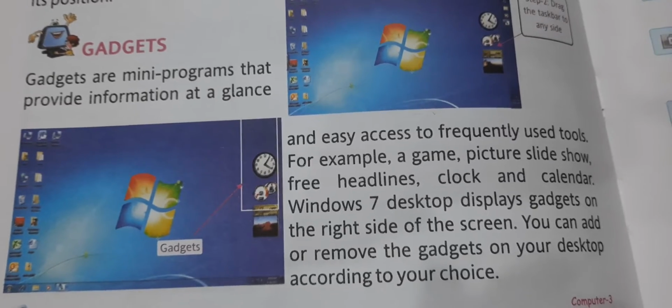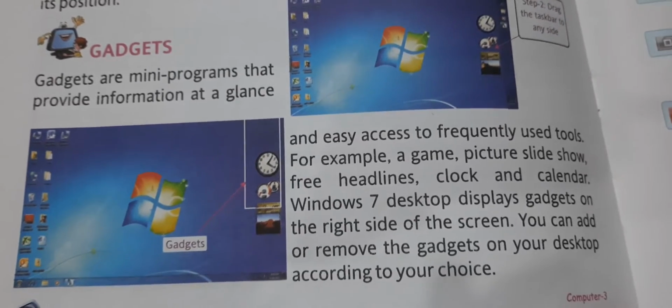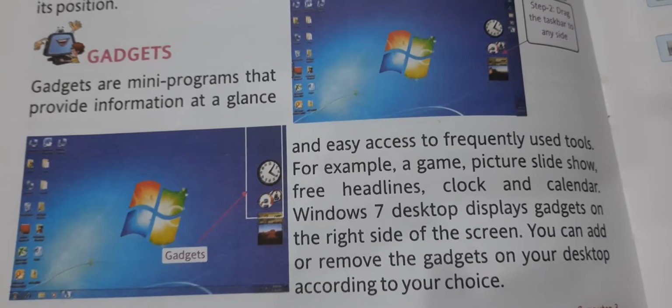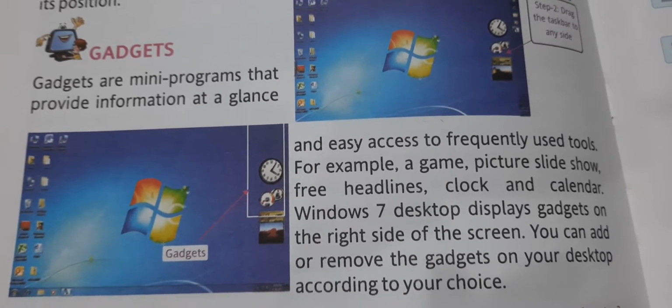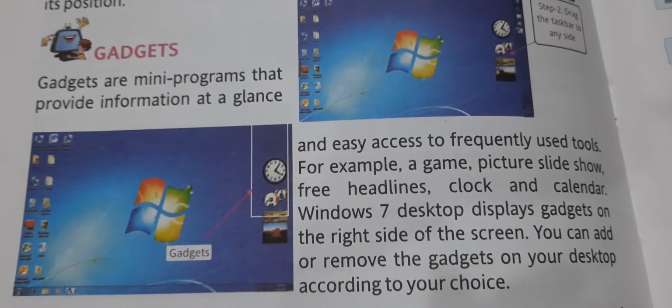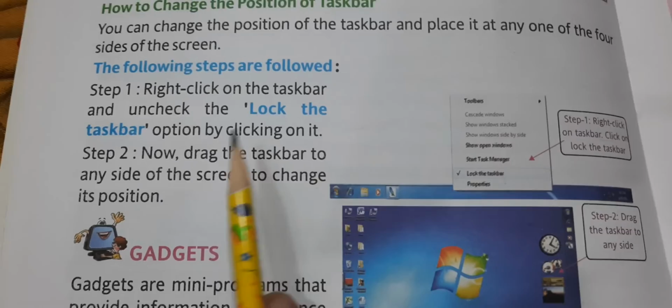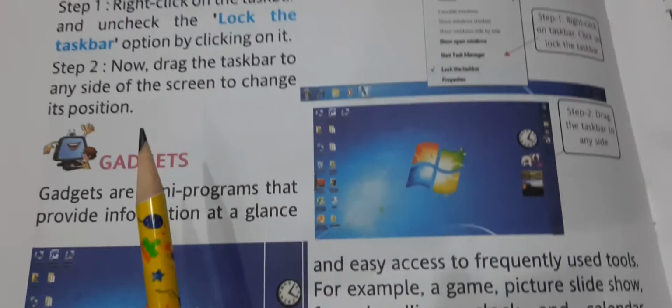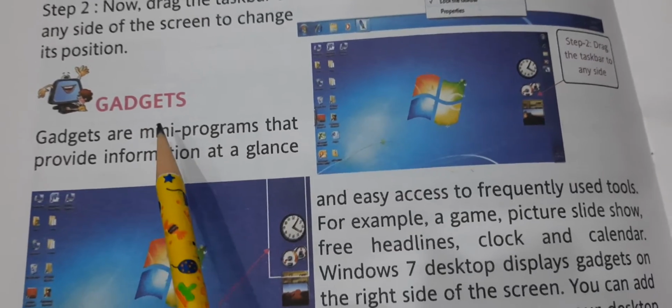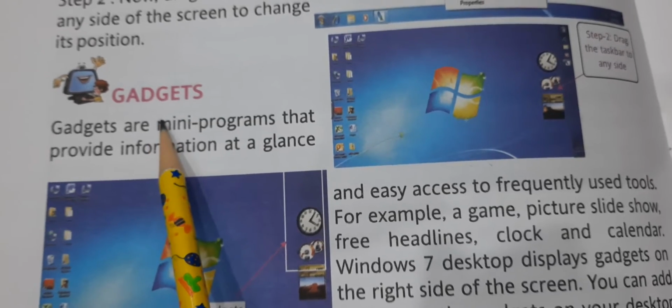Good morning, class. In this period, we shall continue with Chapter 3, that is GUI, a Graphical User Interface. In the previous period, we had done till locking the taskbar. Okay, so now in this period, we will start with gadgets.